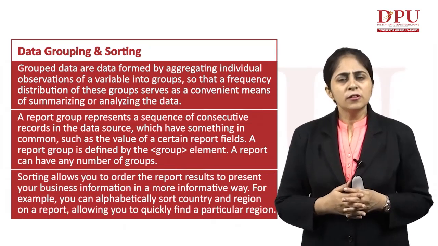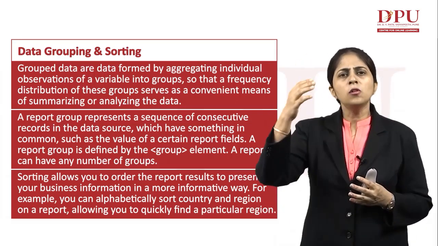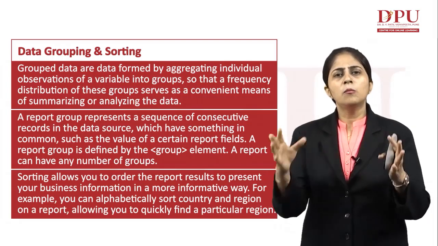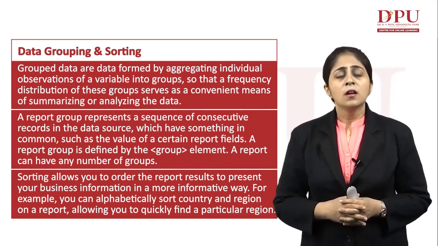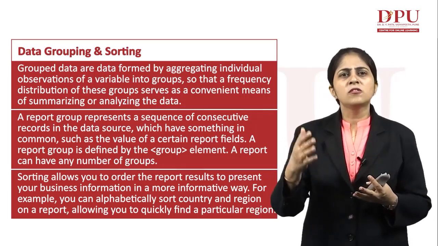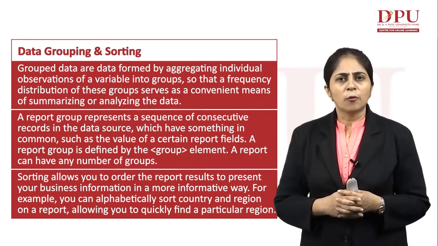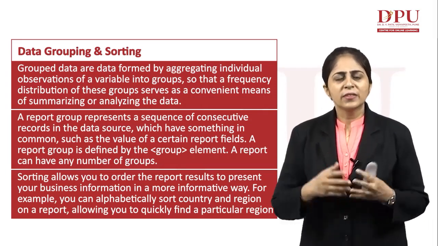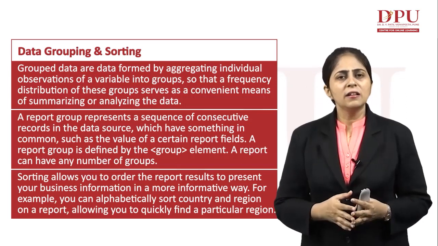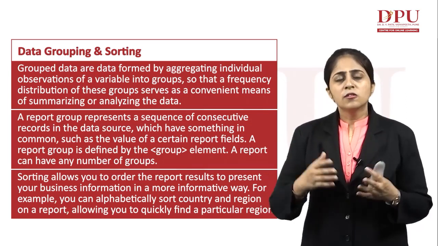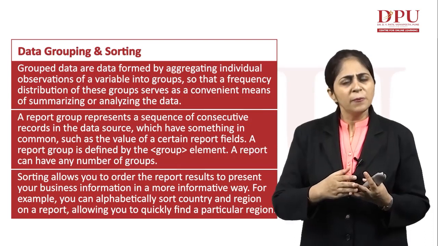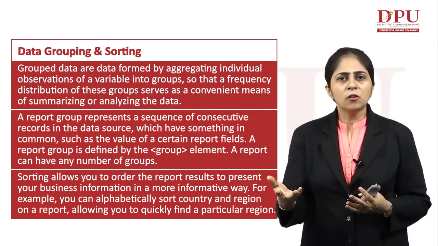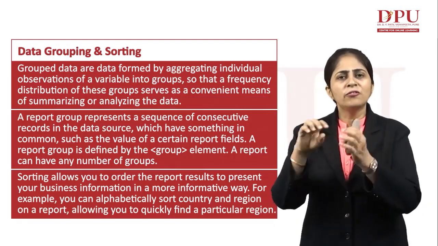Sorting, like all of us know, allows us to order the report results to represent your business information in a more informative manner. For example, you can alphabetically sort the country and region on the report, allowing you to quickly find a particular region. That means if you have data related to various regions, you can sort them, arranging them alphabetically in either ascending or descending order. That makes it easy to find the record.